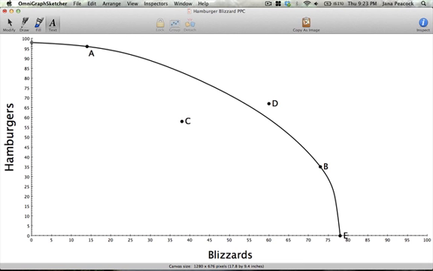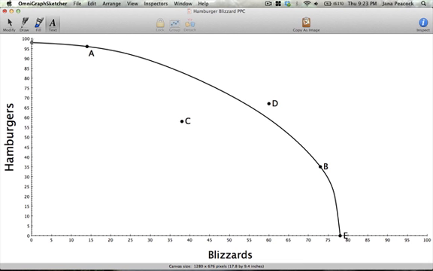They're not cleaning tables. They're just making blizzards. They're just making hamburgers. And perhaps a day is a bit of a short time. Maybe if we said an hour, they could probably crank this out. But anyway, given a set amount of time, they can make this many hamburgers or this many blizzards and nothing else. Now let's look at the different points along the PPC and see what they mean.